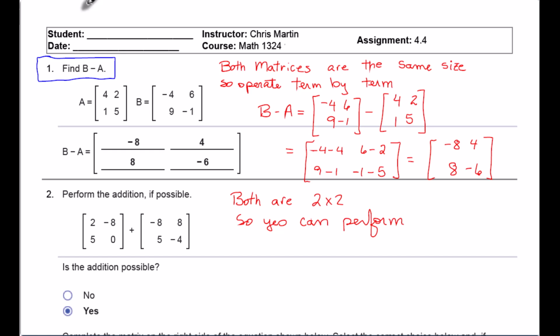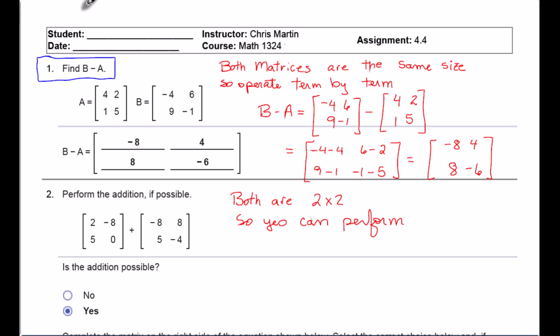Welcome to Math 1324. This is section 4.4, and the goal in this section is to understand how to operate on two matrices. How do we add and subtract two matrices? How do we multiply a matrix by a number? And how do I multiply two matrices together? And when is it even possible to do so?